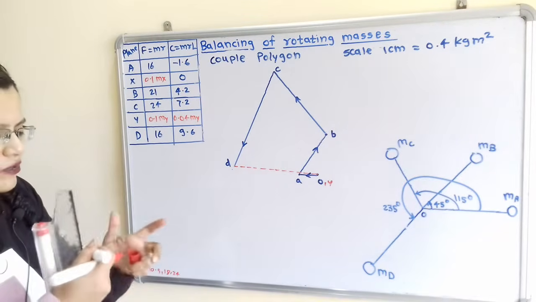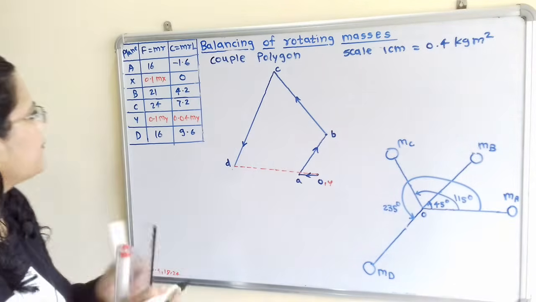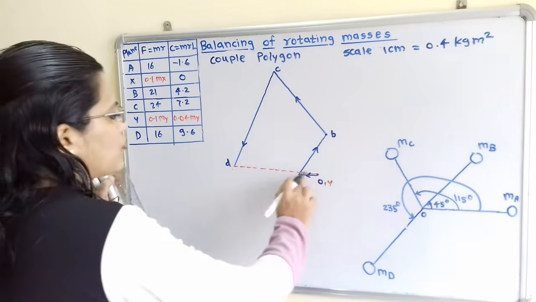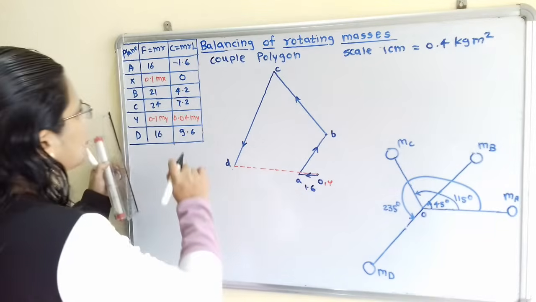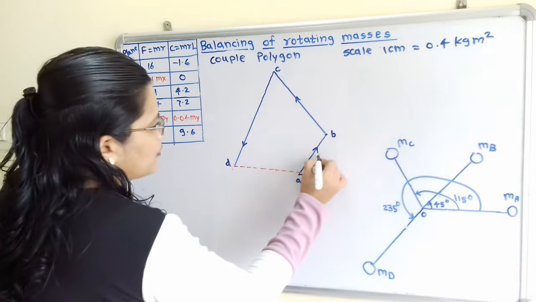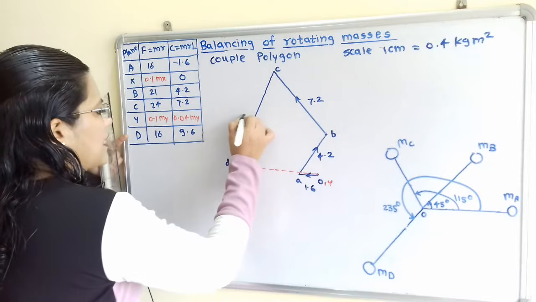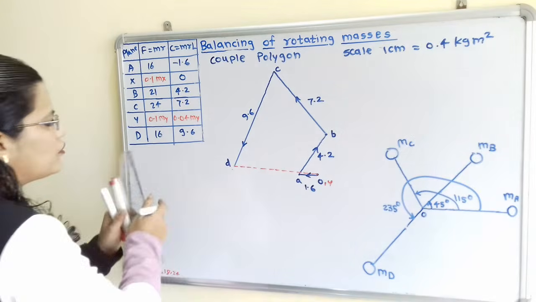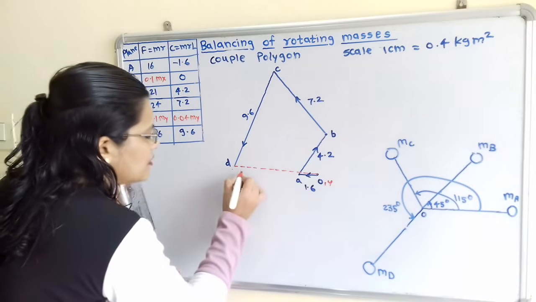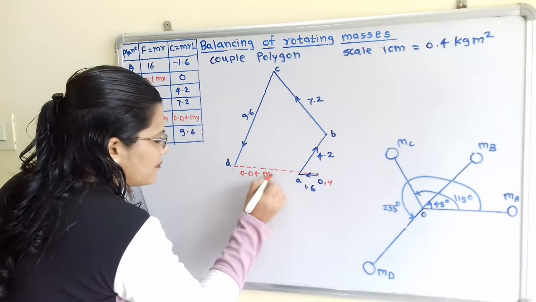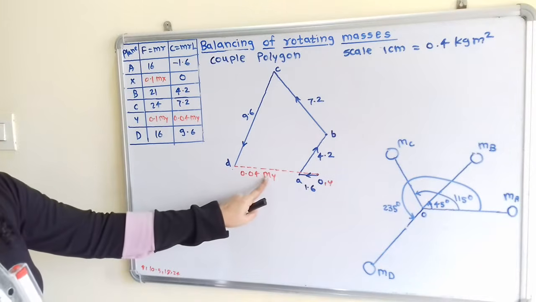Now we will plot the values. So here this is the couple polygon. What is the value from O to A? That is minus 1.6. Because we have shown here the direction towards the left hand side, I will mention only 1.6. Then next for B, it is 4.2. So I will mention here. Then next is 7.2. And next is 9.6. And here what is the value? The value for this is 0.04 my. So I will mention here 0.04 my. Now we have to measure this with the scale and find out what is the value of this my.